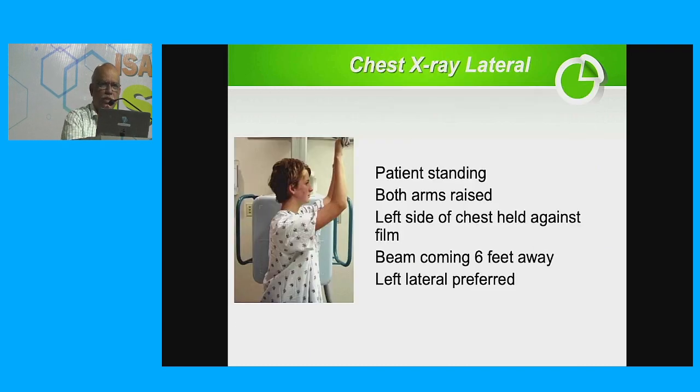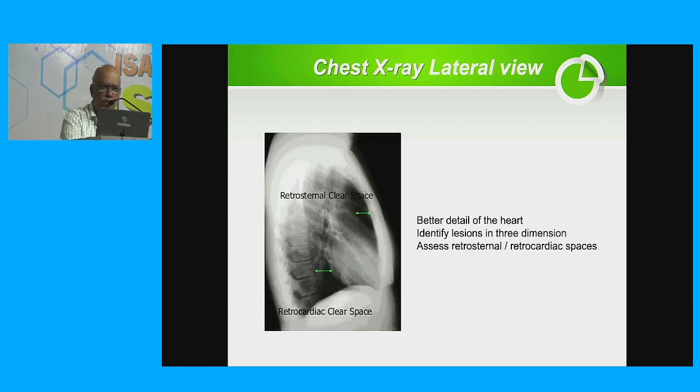Then comes the lateral view. Lateral view is taken in certain situations when the patient is standing. I'm not going into details. For example, in COPD patients with retrosternal air space and all, to delineate mass lesions, we take a lateral view.